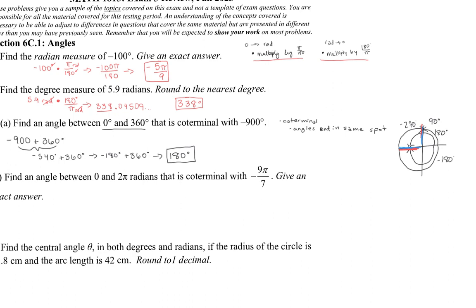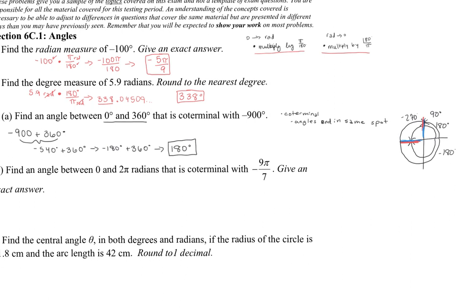Alrighty, next one, it's on the same number, but it's the second part. Find an angle between 0 and 2 pi radians that is coterminal with negative 9 pi over 7. So if we remember, 0 to 2 pi is the same as this 0 to 360. So again, we have negative 9 pi over 7. If in degrees we add 360, in radians we just add 2 pi.